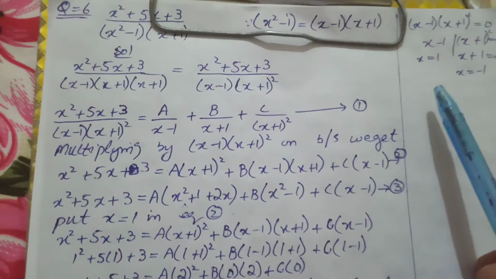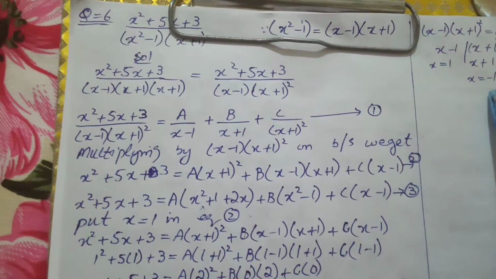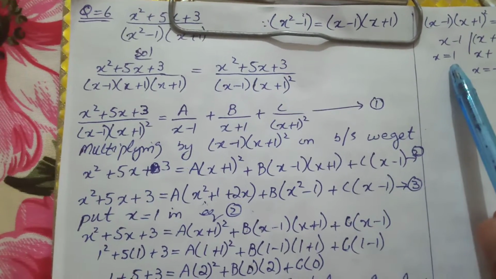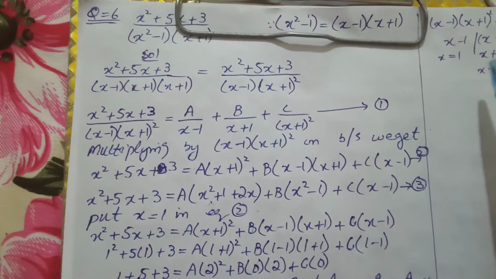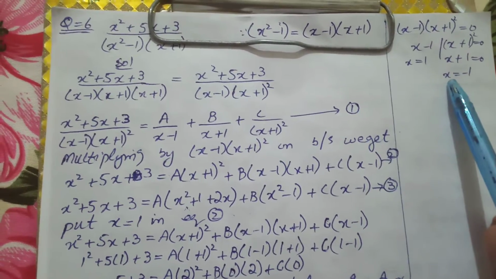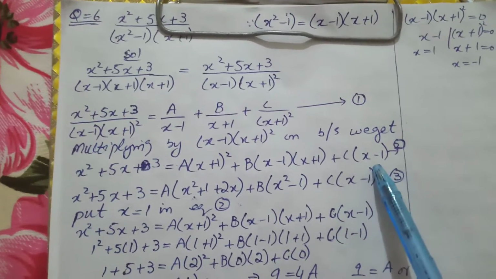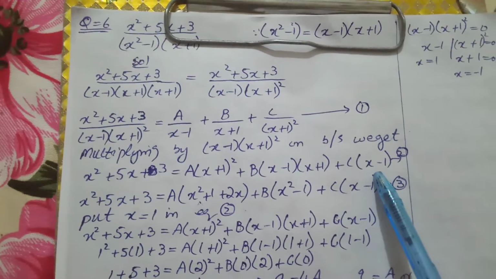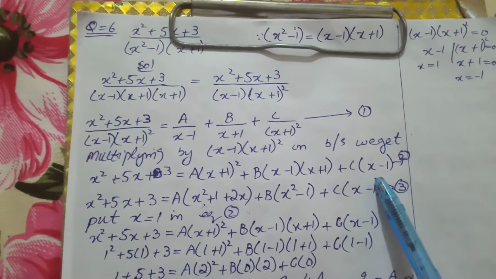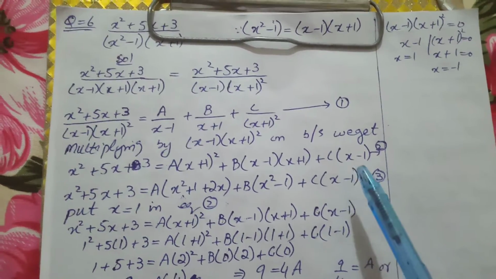In lecture 1, we can find x is equal to 1 and x is equal to minus 1. Two values. First, we can put x is equal to 1 in equation 2 and then x is equal to minus 1 in equation 2. So this is equation number 2. In first video lecture, we can find the solution of question 4, question 5 and question 6 up to this part.